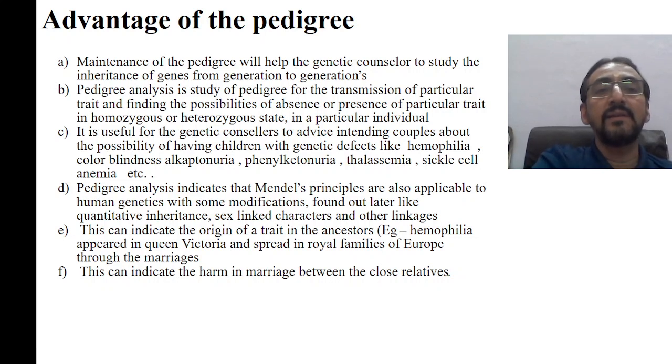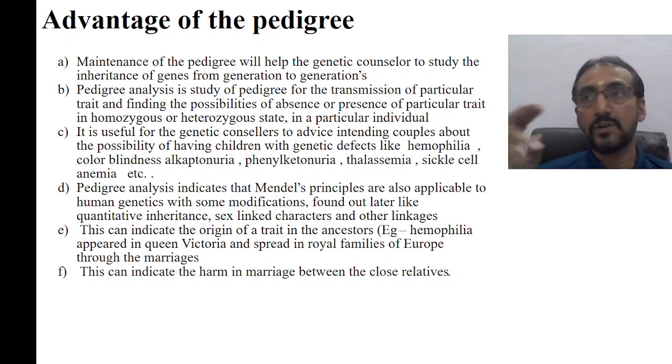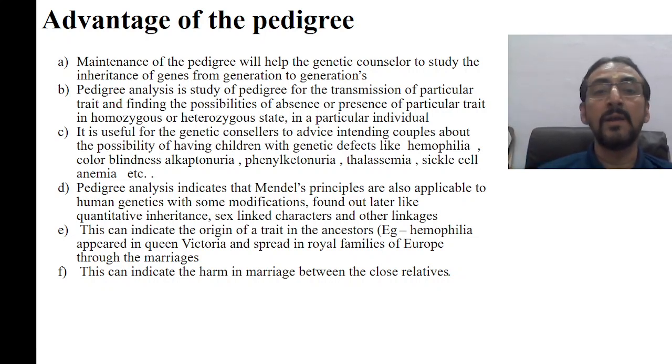So now pedigree analysis is a study of the pedigree for the transmission of a particular trait and finding the possibilities of absence or presence of the particular trait in the homozygous or heterozygous state in a particular individual. Okay, so it is useful for genetic counselors to advise intending couples about the possibility of having children with genetic defects like hemophilia, color blindness, and alkaptonuria. See, these are the recessive problems: alkaptonuria, phenylketonuria, thalassemia, sickle cell anemia, etc. So pedigree analysis indicates Mendel's principles. I have posted 2 videos on the basics of genetics also.